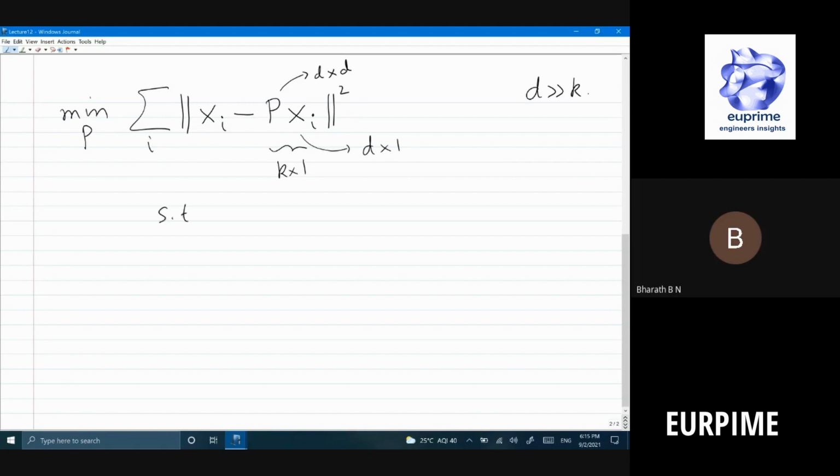So, subject to some constraint on P. What do you think is the possible constraint here on P? What are the possible constraints on P? Yes, any idea? What do you think P should be? Okay, so we can say, for example, rank of P should be less than or equal to some k, right? So fine. Anything else that you can think of?